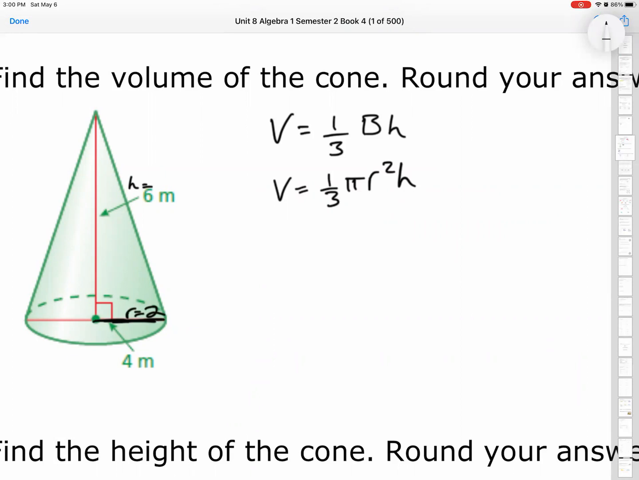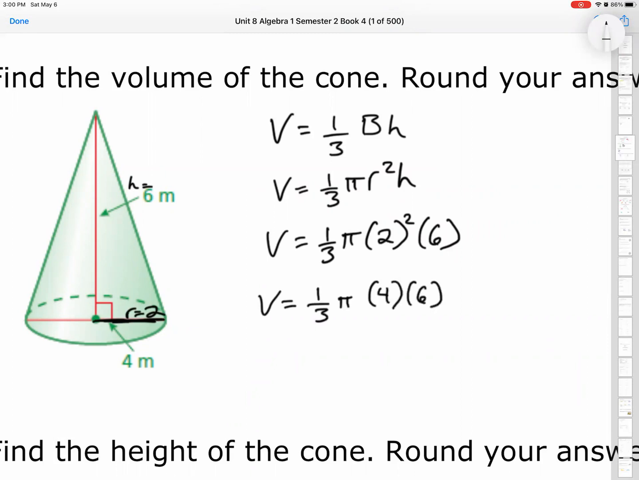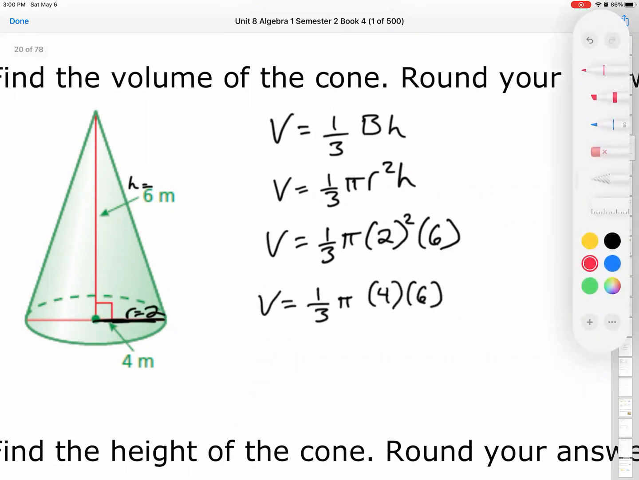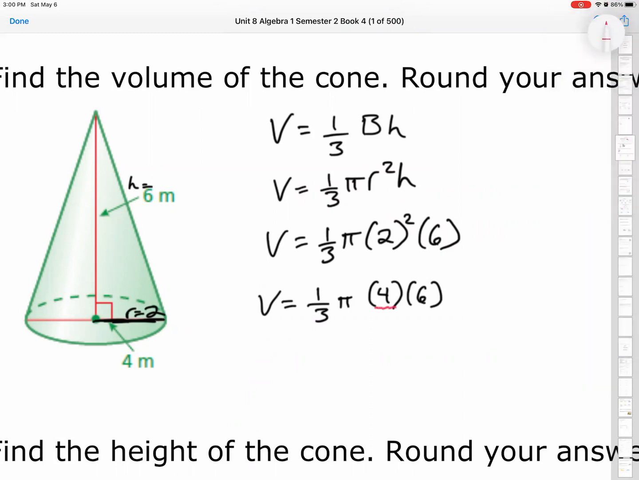And so we plug these items in. We have V equals 1/3 times pi times our radius, 2, squared, times our height, 6. So we end up with V equals 1/3 pi times 2 squared, which is 4, times 6. Next, we multiply our two values together, and there we get 24. And then 1/3 of 24 comes out to be 8 pi.